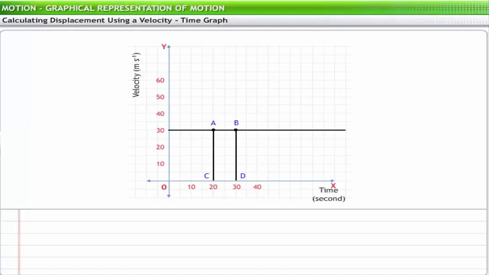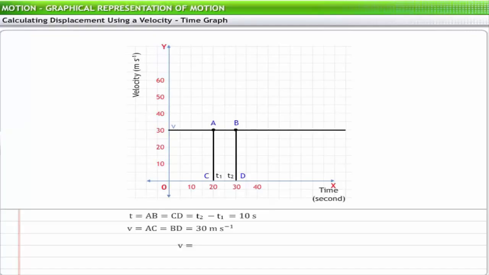The time taken, t, by the car to move from the position represented by point A to the position represented by the point B is the difference of time t2 and t1. We can say AB is equal to CD is equal to t2 minus t1 is equal to 30 minus 20 is equal to 10 seconds. Since the car is moving with a uniform velocity, the magnitude of its velocity is the same at all points on the graph. Velocity v is equal to AC is equal to BD is equal to 30 meters per second.